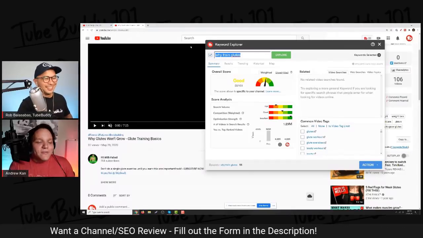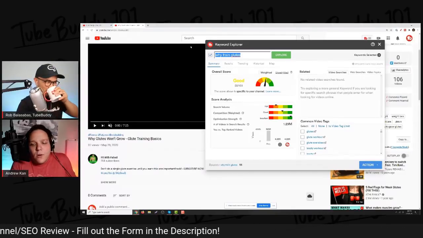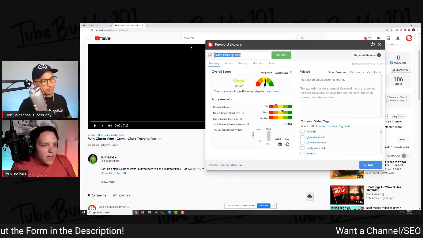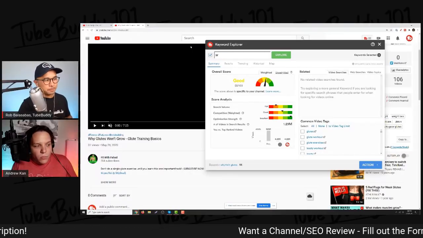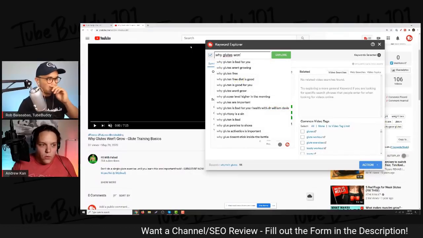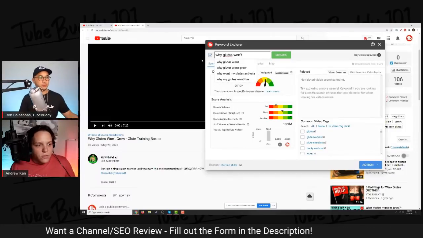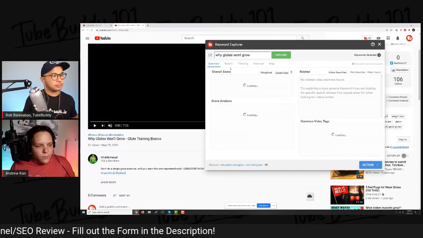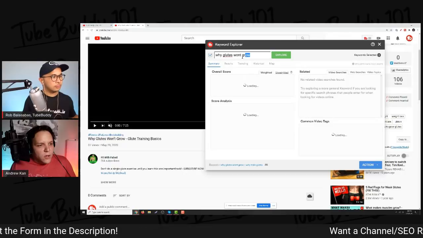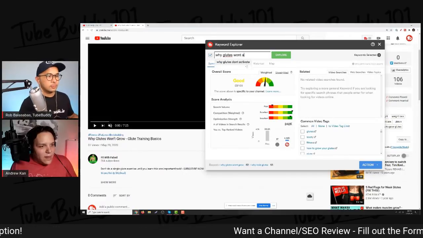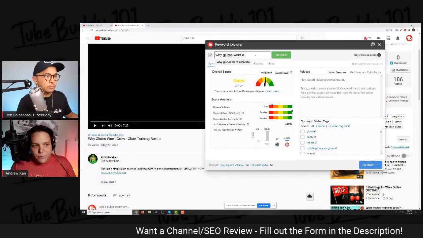Yeah. I do think it's important that we discuss what the focus was. So I'd say maybe we instead look up why glutes won't grow. So actually there's a little bit of search. Another way I saw is why glutes won't activate, right? So that's something we could have considered.